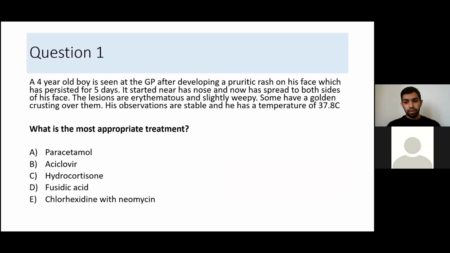Okay, so we'll start off with the first question. So shall I give you a minute or so to read this and answer the question, and then we can pick up again? But it's a 4-year-old boy with a rash on his face. It's erythematous and weepy, and he's got a slight temperature. And it's asking, what is the most appropriate treatment?